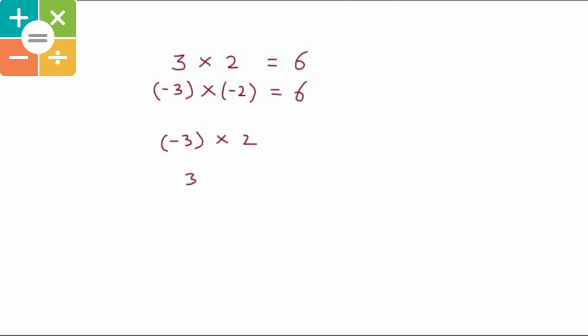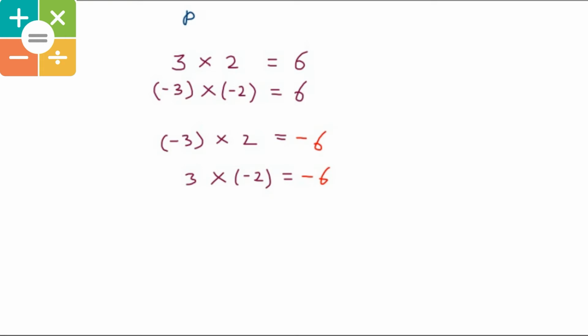So let's take some examples now. 3 multiplied by 2, answer will be 6. Minus 3 multiplied by minus 2, if both numbers are negative, answer is 6. Minus 3 multiplied by 2 or 3 multiplied by minus 2, in this case, answer will be minus 6.